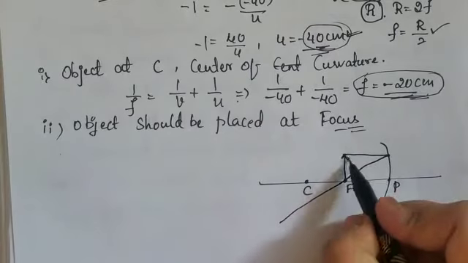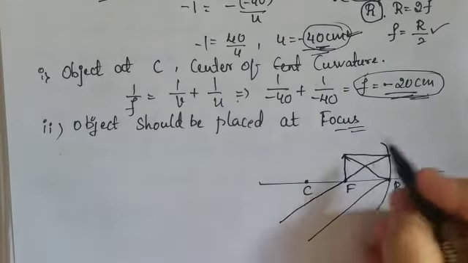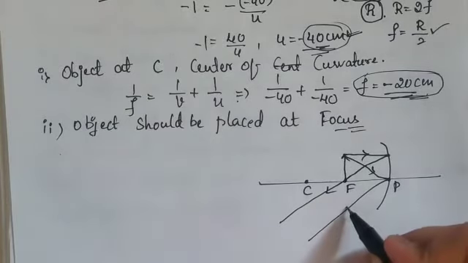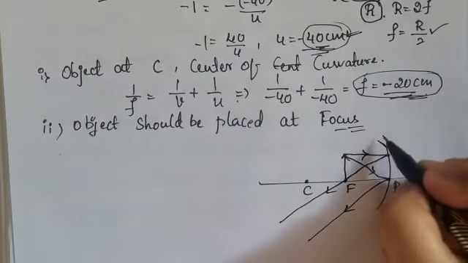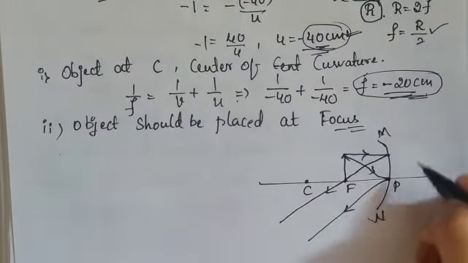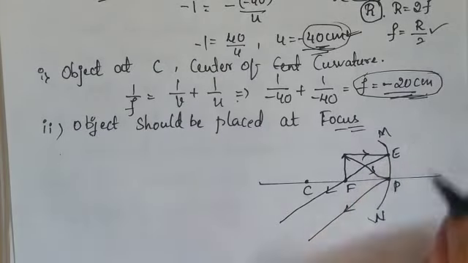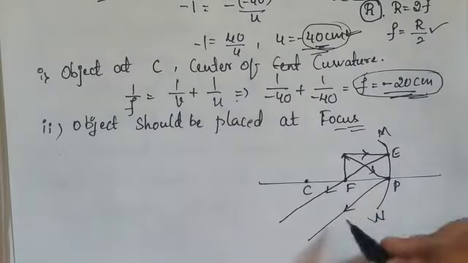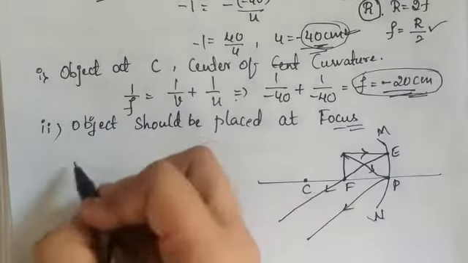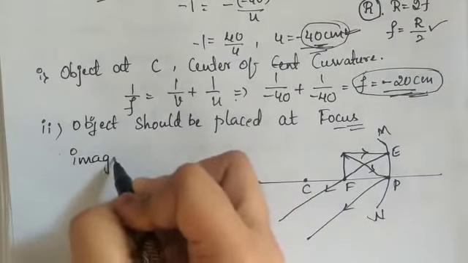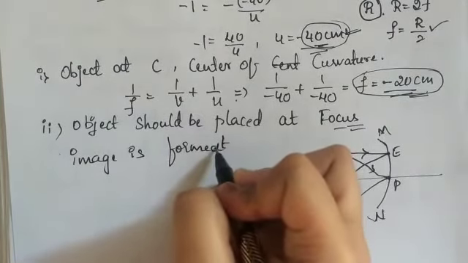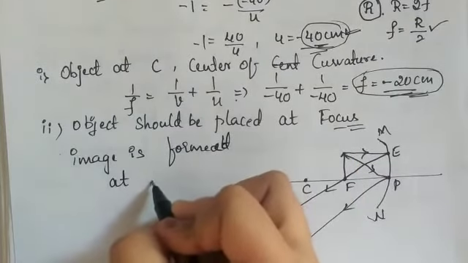You have to show the ray diagram. Arrow marks should be there. So mirror, and N here, and also this is E, I'll consider. Okay. So where will the image be forming? At infinity. So the image is formed at infinity.